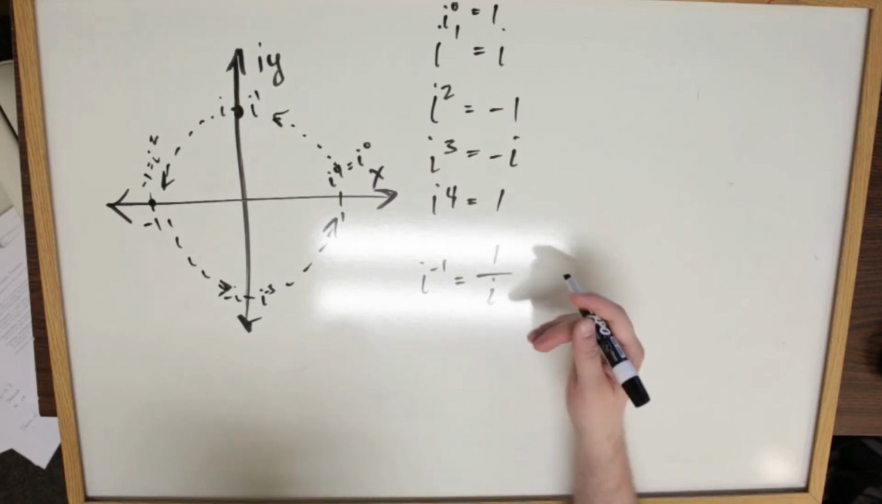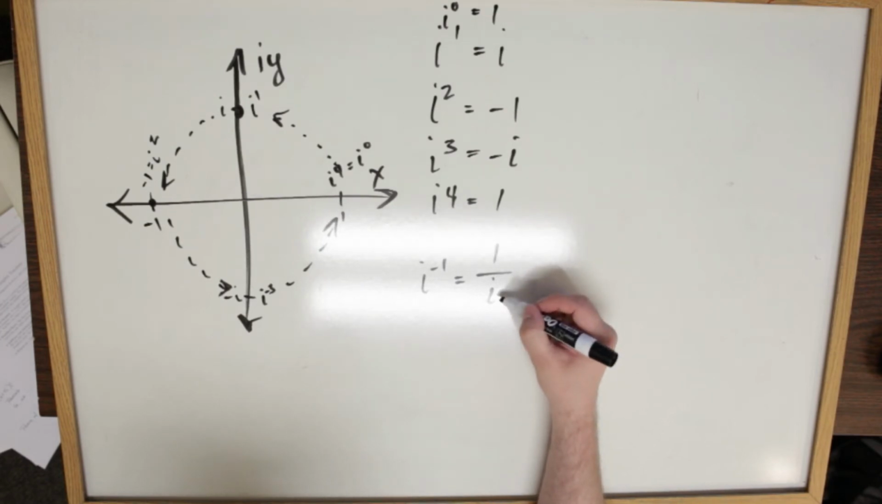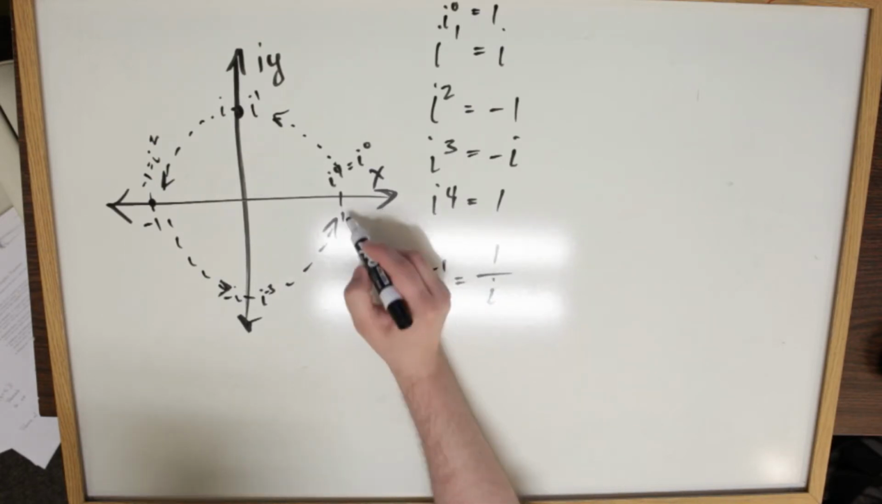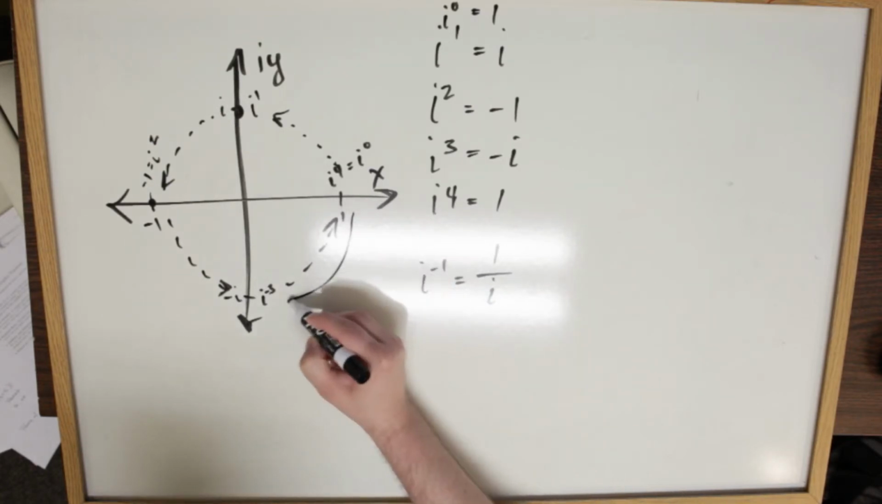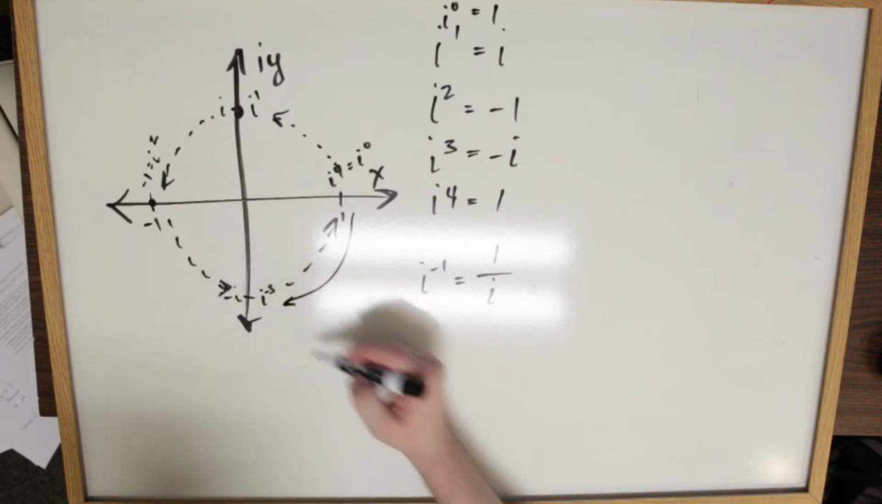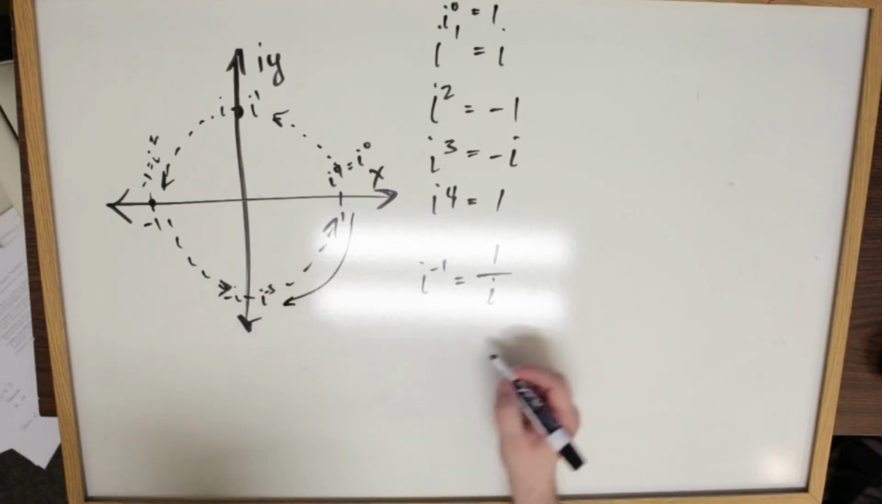So this is 1 over I. When you actually have a negative exponent, you go in the opposite direction. So this would be the same as negative I.